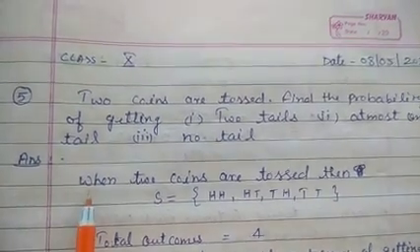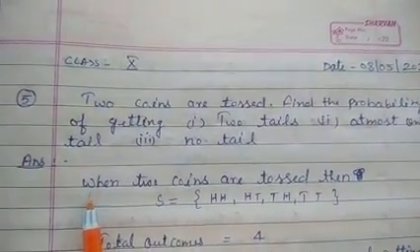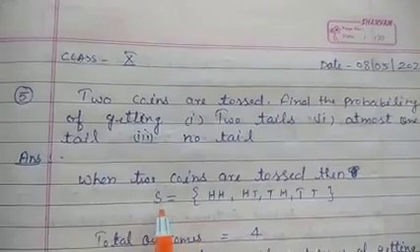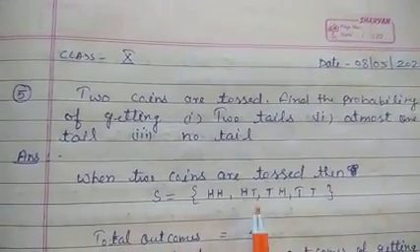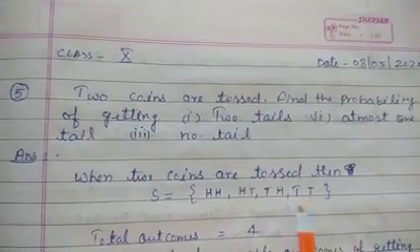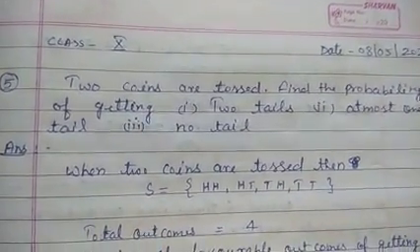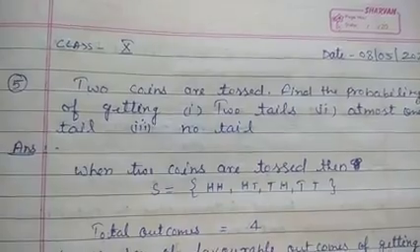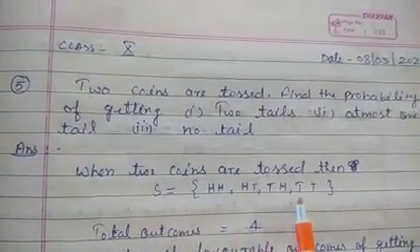So see, first we have to toss the coin two times. So it means head head, head tail, tail head and tail tail. Those are the possible cases only. You should write down that the total outcomes are 4: 1, 2, 3 and 4.